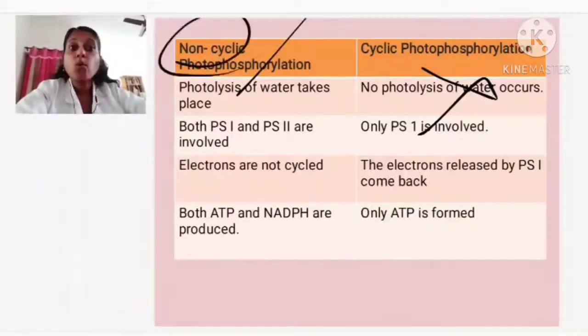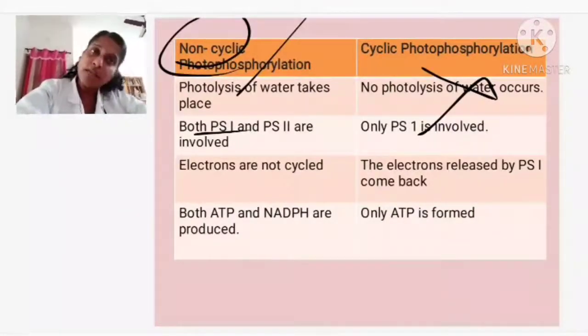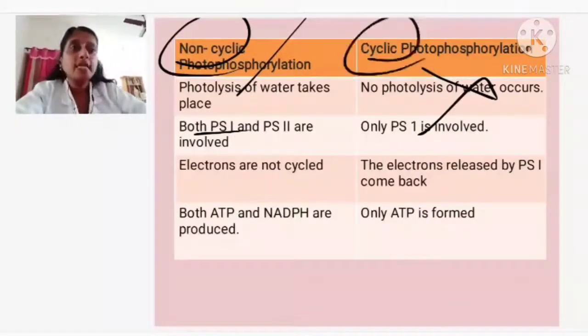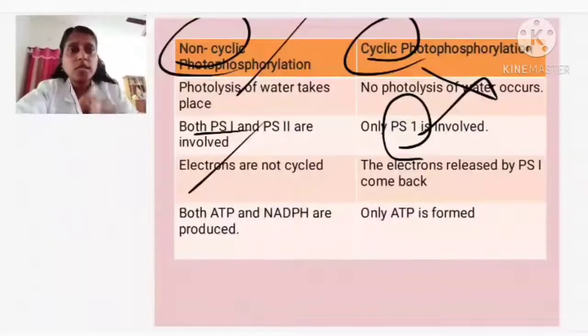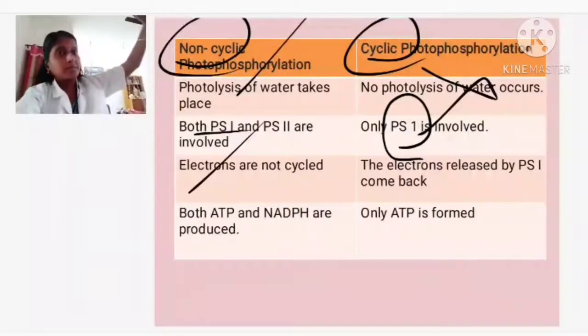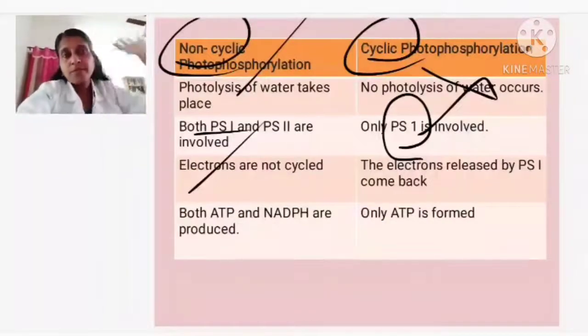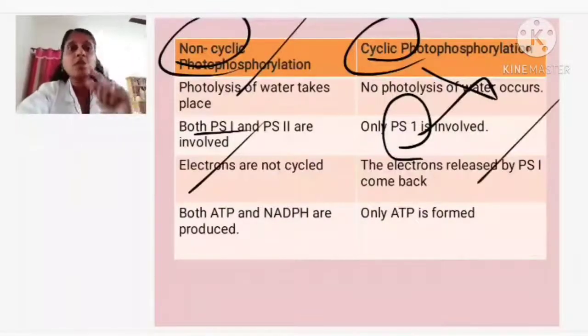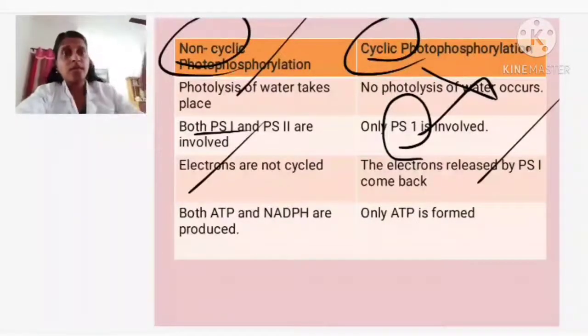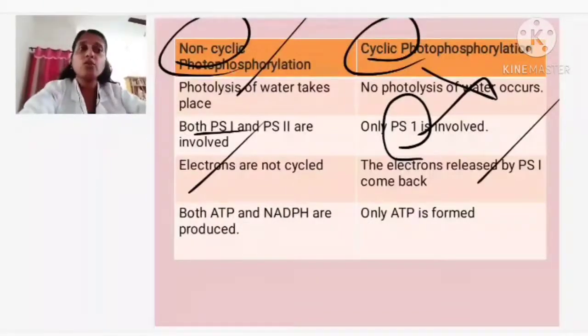In non-cyclic, both systems are involved, PS system 1 and PS system 2. But in cyclic, only PS system 1 is involved, PS system 2 is not involved. Here electrons are not cycled. The electrons go and are accepted by NADP, which gets reduced, and the final product is formed. Electrons do not come back again. But in cyclic, electrons are on a roll. They are moving, that's why electrons released by PS come back.